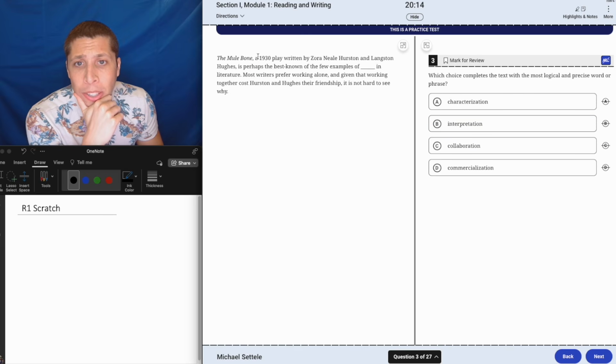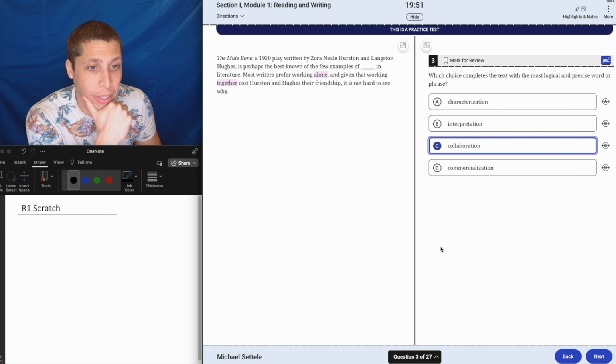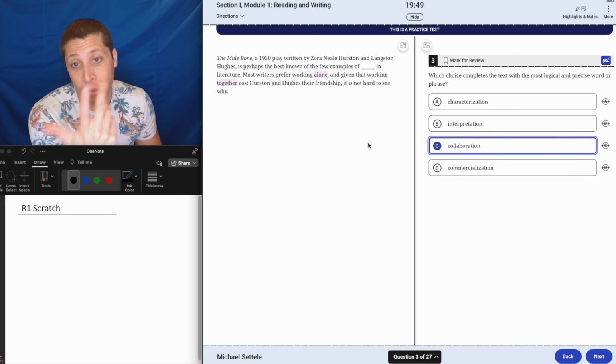The Mule Bone, a 1930 play by Zora Neale Hurston and Langston Hughes, is perhaps the best known of the few examples of blank in literature. Okay, so I don't know what that blank is. Let's let this next sentence fill it in. Most writers prefer working alone. And given that working together cost Hurston and Hughes their friendship, it is not hard to see why. It's one of the best, a few examples of something like togetherness or collaboration. Yeah, perfect. Yeah, collaboration, working together.